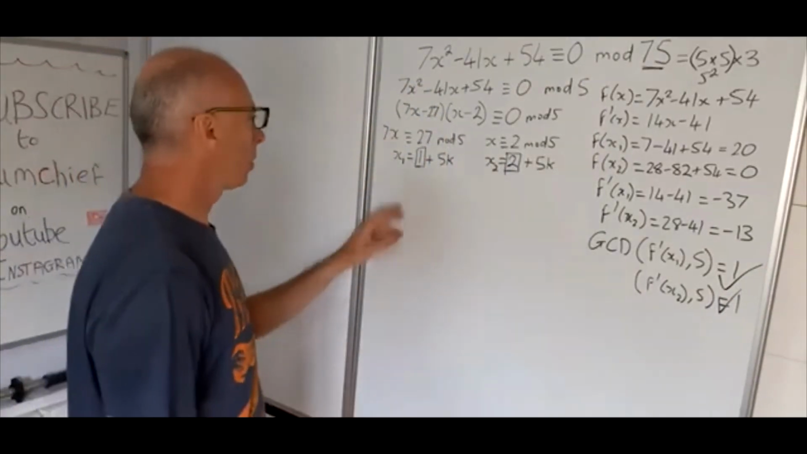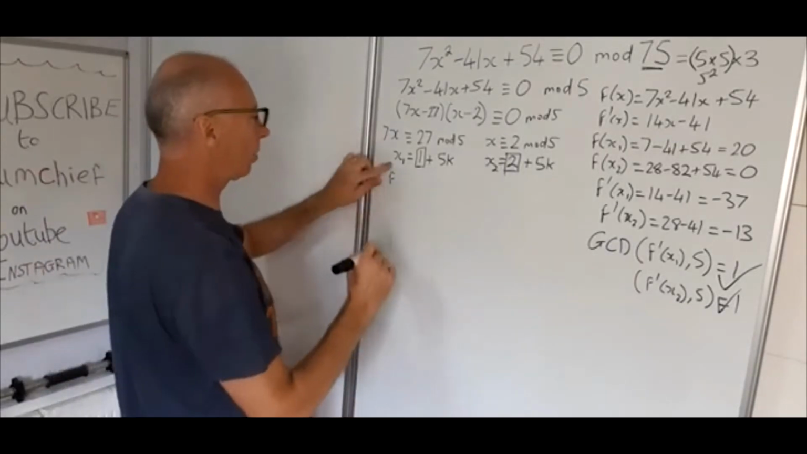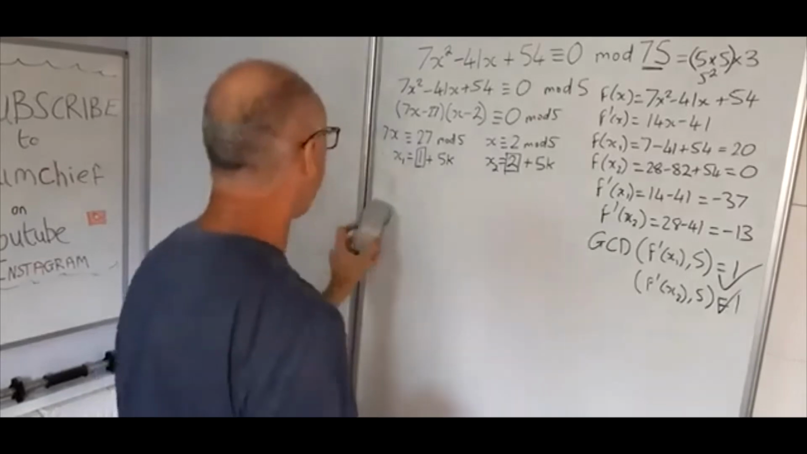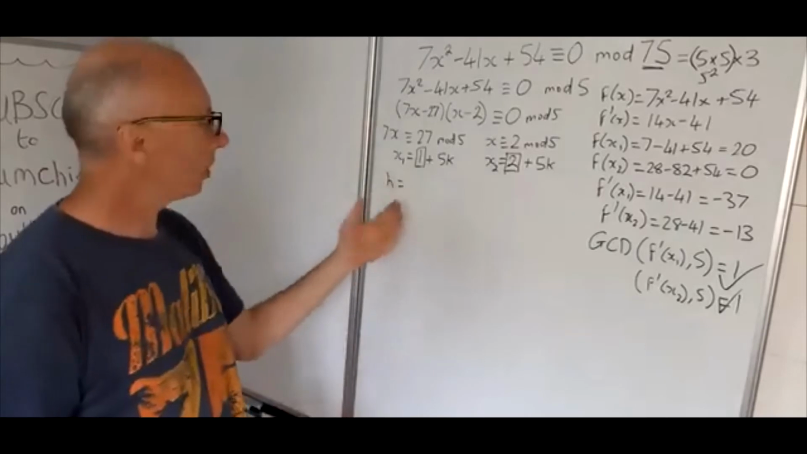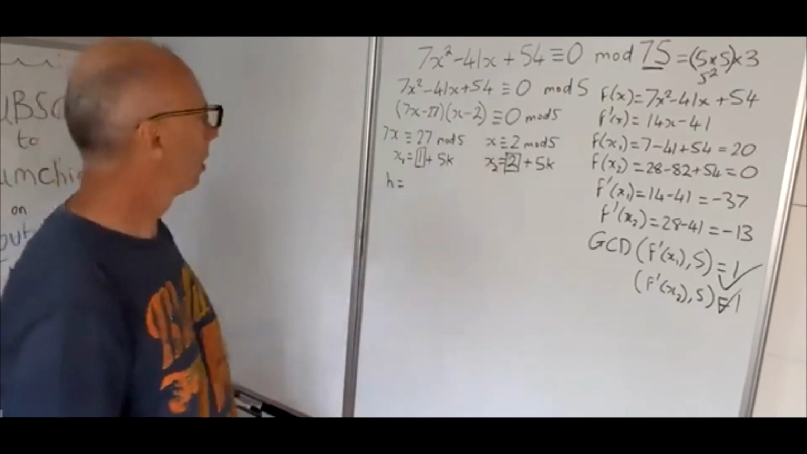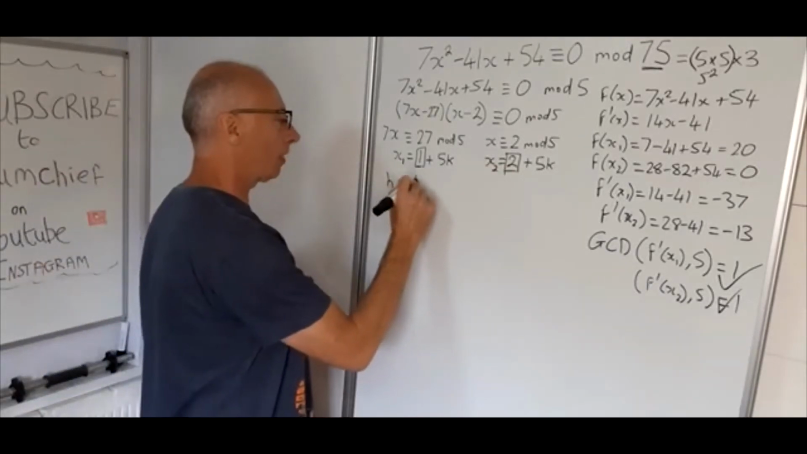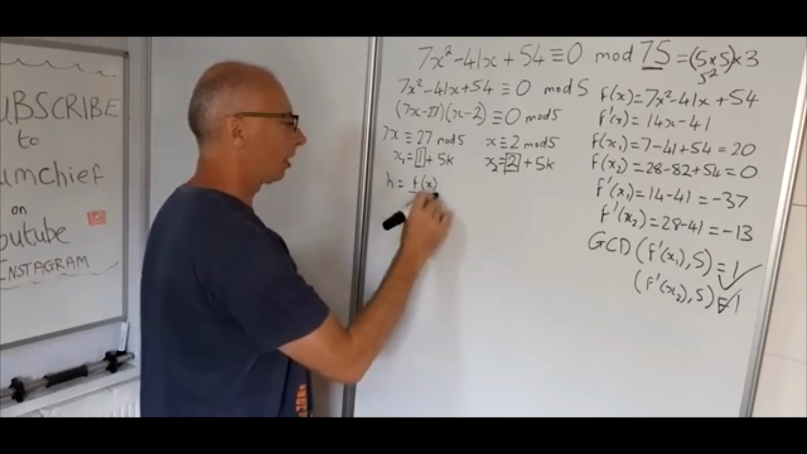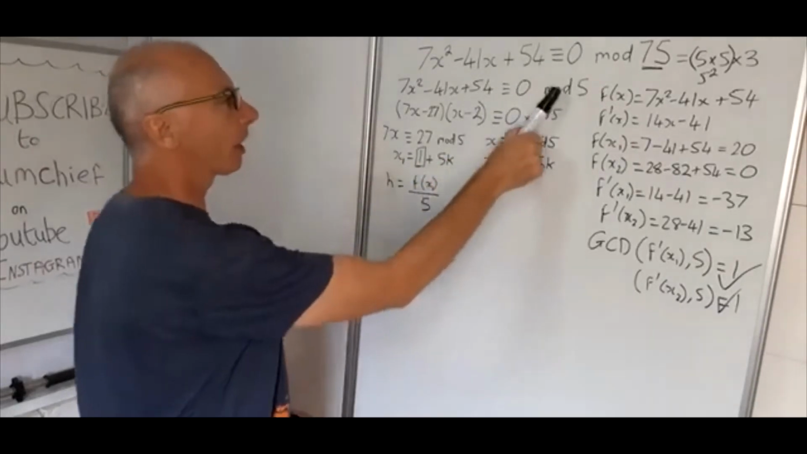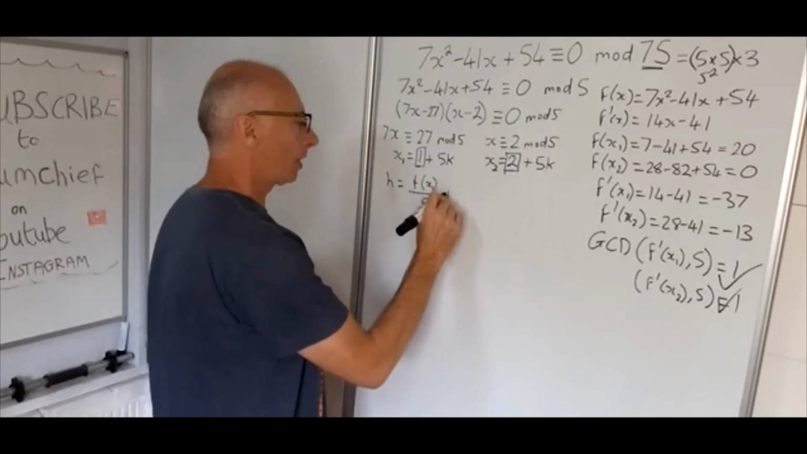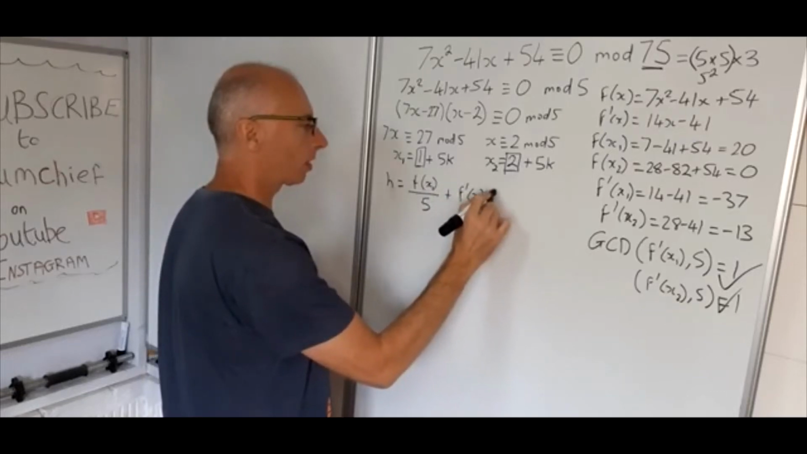Okay, so now we've got a little formula which we can use here. Let's just take this off actually, and we'll write h. You can use any letter, it doesn't have to be h, but I like to mix up my letters so I can see exactly where I am in my calculations. So h equals f of x, in this case x1, divided by 5, that's the modulus, and then we add f prime of x1 times k.